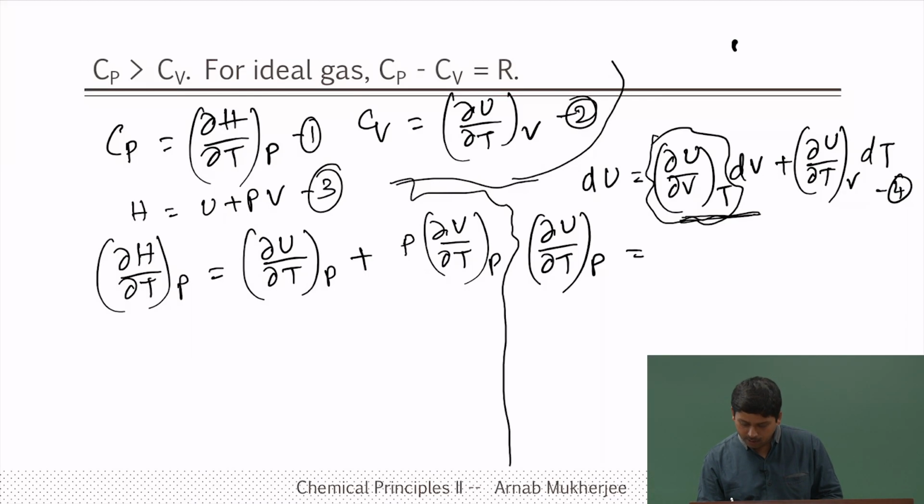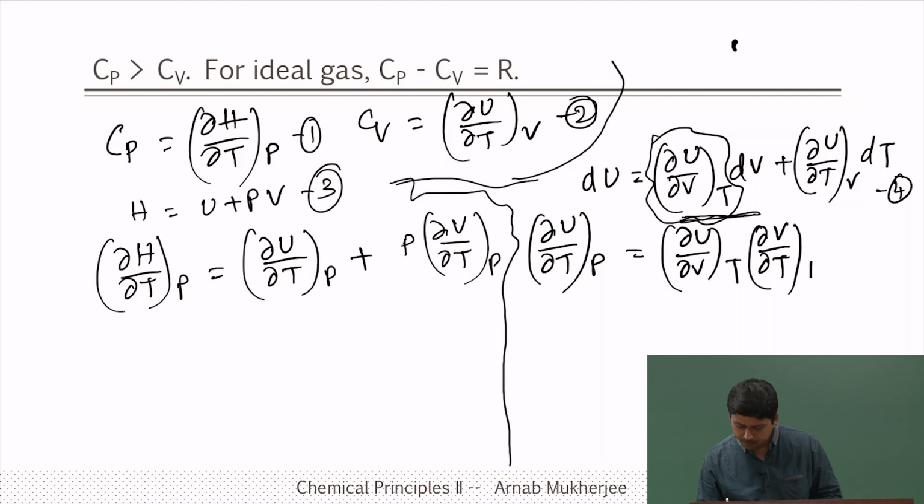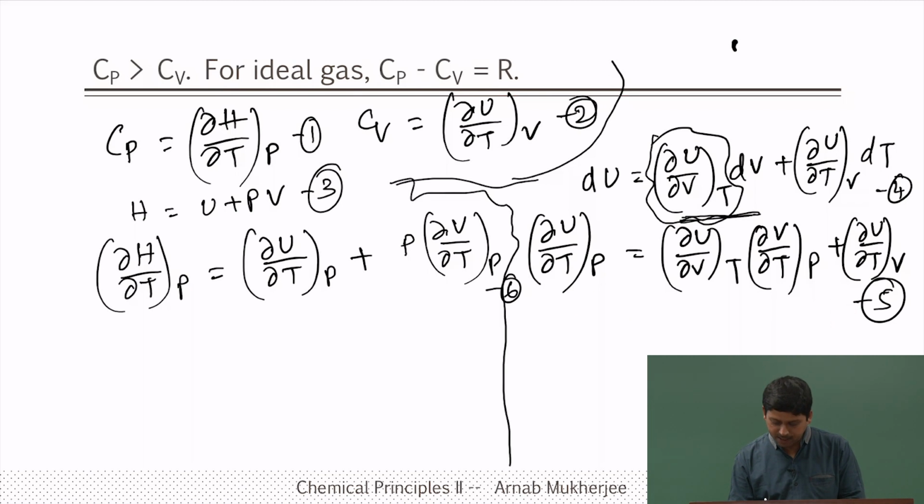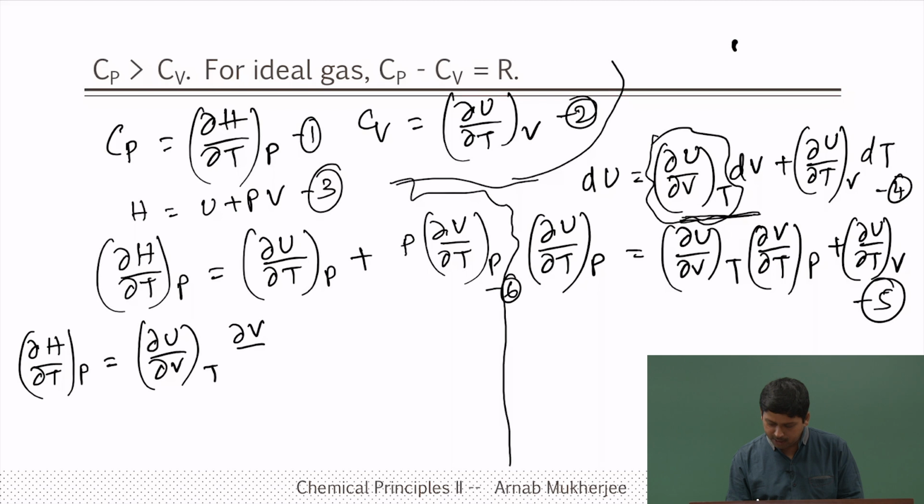So, now I will write it here again: del u by del t at a constant p is del u by del v at t times del v by del t at p, plus del u by del t at v, because dt by dt will cancel, giving 1, even at constant pressure. Now I have to replace this equation number 5 in my equation number 6, meaning I have to replace this du by dt at p by this whole quantity. The space is a little less, so I will write once more here: del h by del t at a constant pressure is therefore del u by del v at a constant temperature times del v by del t at a constant pressure, plus del u by del t at a constant volume.